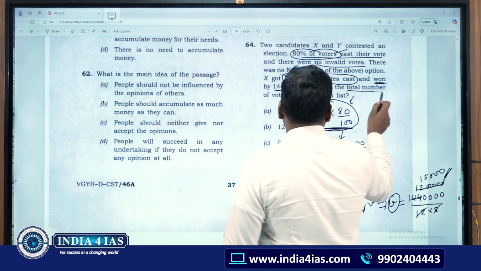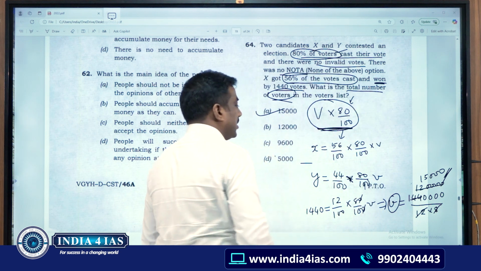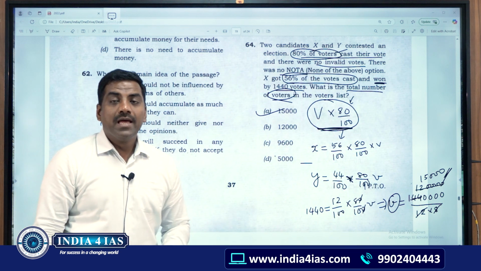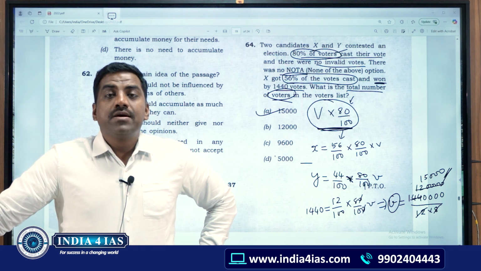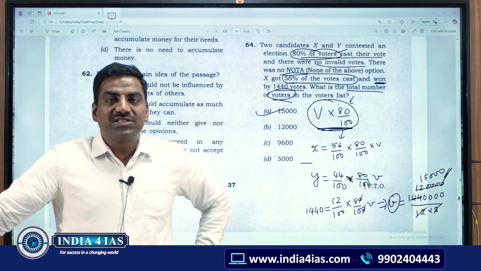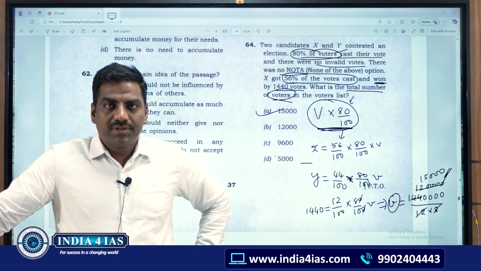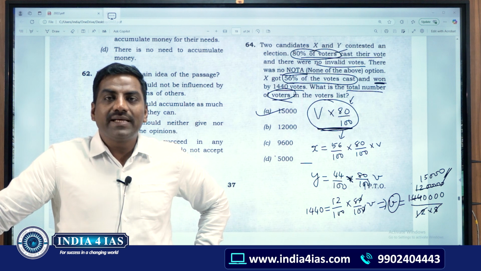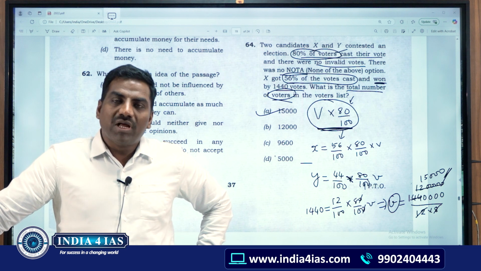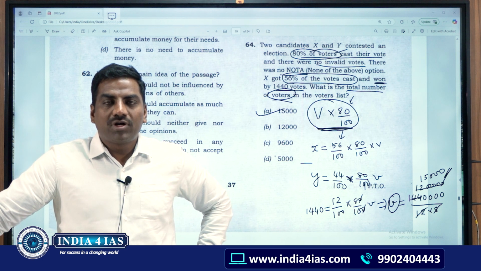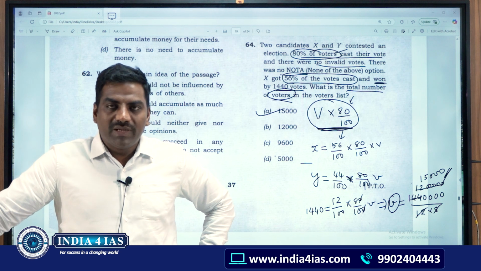They are asking what is the total number of voters? 15,000. So simple here. Everything is given in terms of the number of voters. X has got 56%, Y has got 44%. So X got 12% extra. That 12% extra is nothing but 1440. So 12% is nothing but 1440 of those many voters.